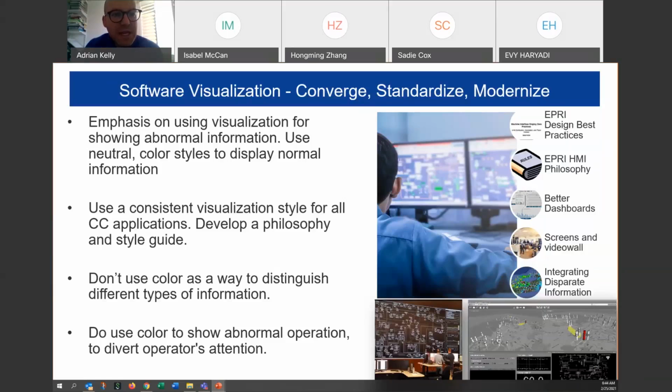So keep a consistent visual styling across all of the applications in the control center, so that the operator doesn't have to look at different screens and try and interpret what it is they're looking at. What does green mean? What does yellow mean? What does blue mean? This is a bad practice. Standardize your colors and keep them across all applications.